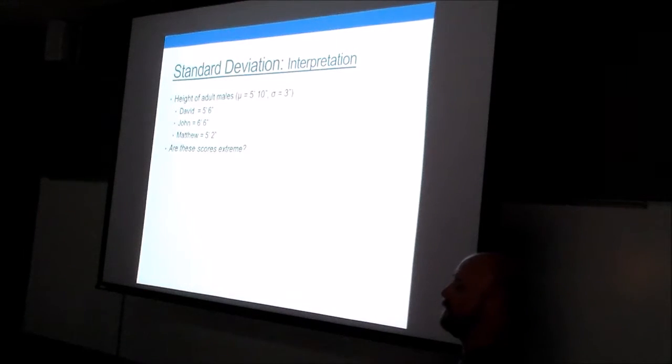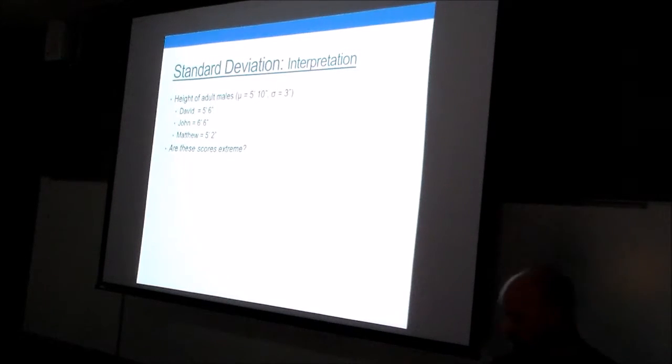What do we think? Katie? What about David? Is David having an extreme score? It's outside of one standard deviation. A little more than 1 standard deviation, but not much, right? Fairly average. So fairly average. All right. What about John?